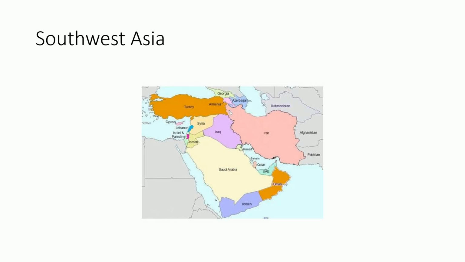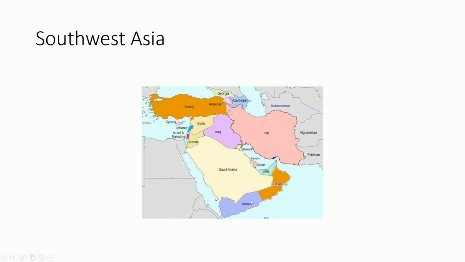Southwest Asia, also sometimes referred to as the Middle East, is a topic that students should be at least a little familiar with by the time they get into the class, because this region of the world is constantly in the news. Southwest Asia comprises countries like Iran, Iraq, Turkey, Syria, Lebanon, Israel, Jordan, Saudi Arabia, and the Gulf states.